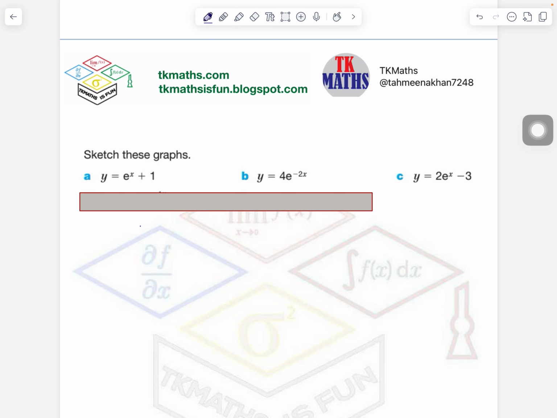In the previous video, we have seen that when y is equal to e power x, the graph will have this shape and it will pass through 1, right? And what is the reason? Because on the y-axis, x is 0. So in this equation, if you put y is equal to e power 0, and anything to the power 0 is 1, so that's why the curve passes through 1 on the y-axis.